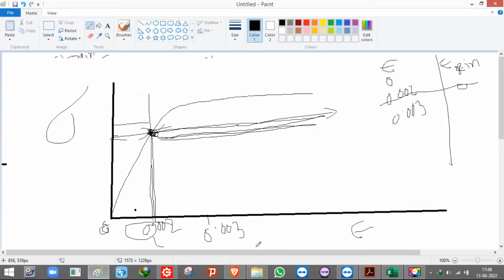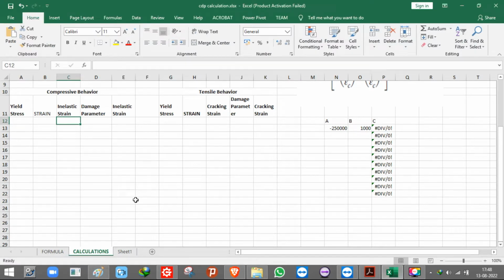That's why we'll see in the Excel file while calculating. So first I'll calculate the total strain, this will be my total strain.